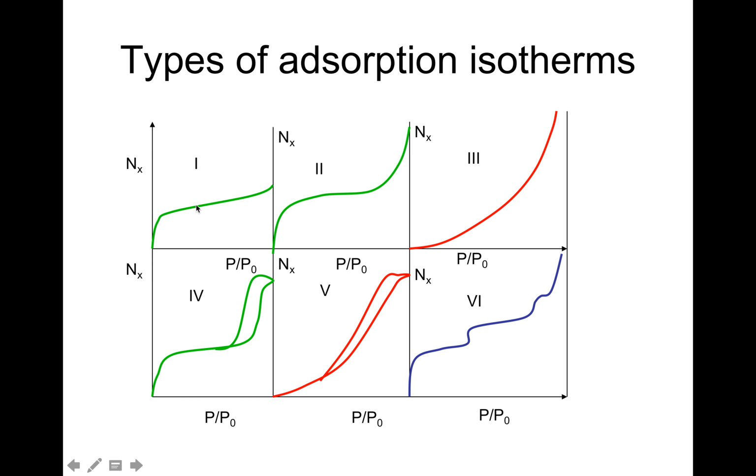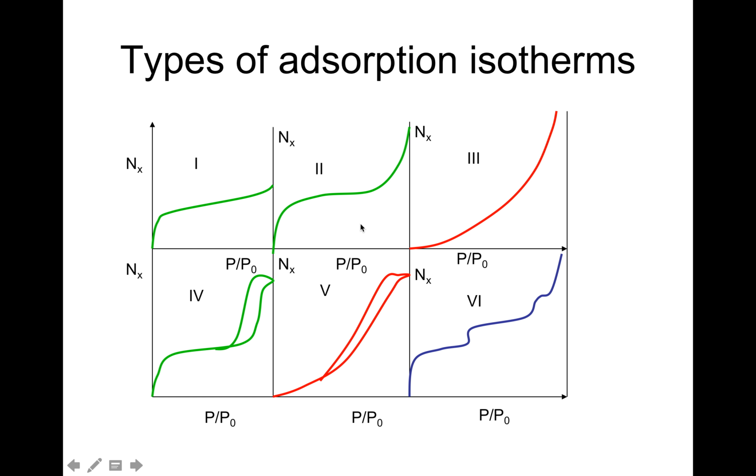It's clear that type 1, type 2, and type 4 are similar in that they have got a sharp turn there, and there, and there. Similarly also, type 6 also has a sharp turn.